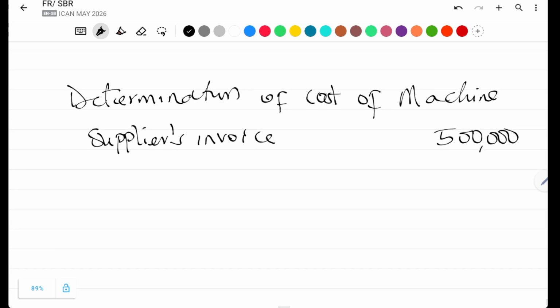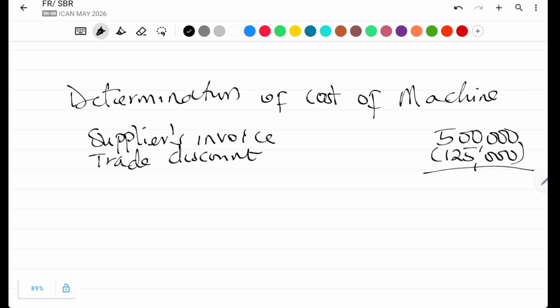Then we have trade discount of 25%. Wow. So that's 25% out of 500,000. We remove that discount. So the real supplier invoice should now be reading 500 minus 125, because 25% of 500 is 125. Okay, so if you want to confirm that, you can do that.